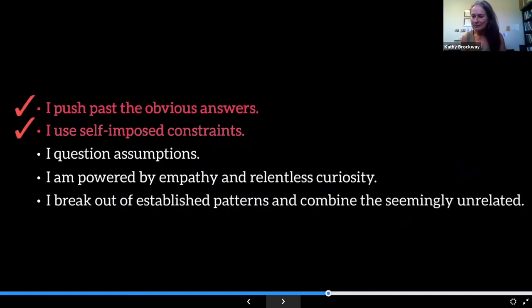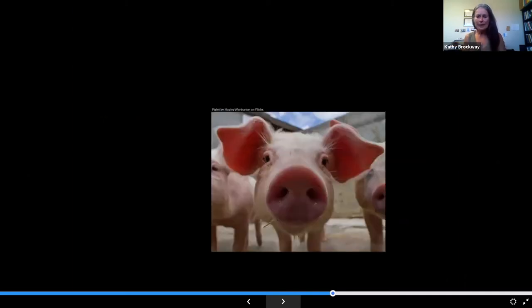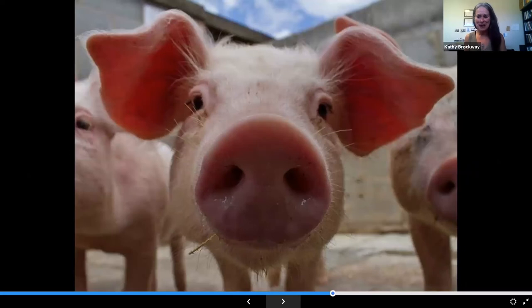So we've looked at a couple pieces of my pledge that I put on the worksheet. I want to jump into "I question assumptions." You may have done this activity already, perhaps, but it centers around a pig.